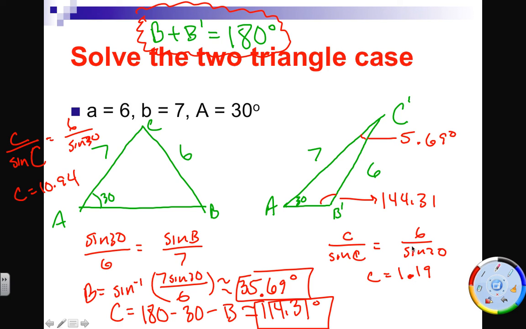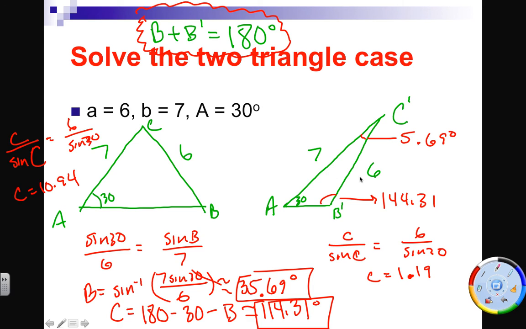And here's where you've got to pay attention to what you're doing. Do these triangles make sense? Is the largest angle across from the largest side? C is 114 across from 10.9. The smallest angle being across from the smallest side. Looks like everything lays out correctly here. So you just got to be careful.